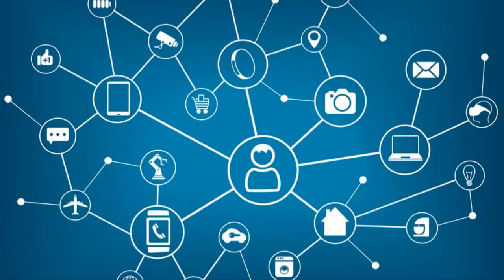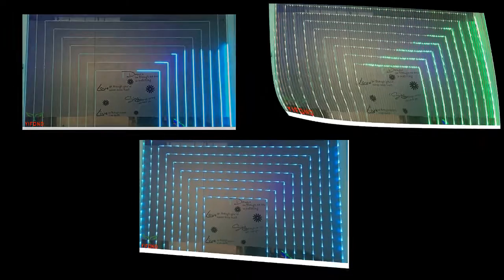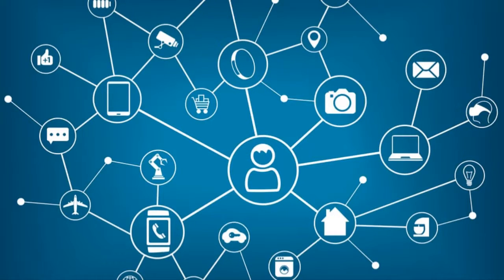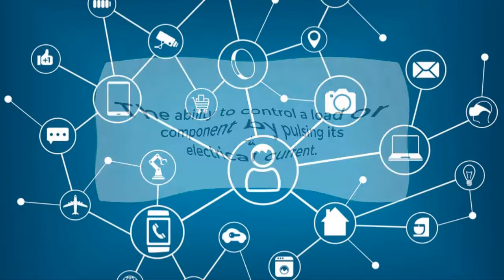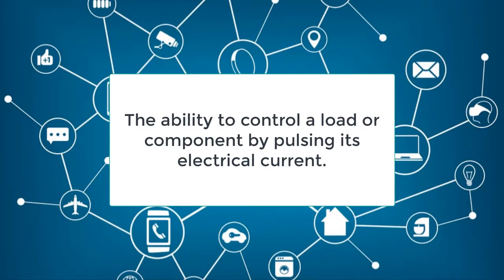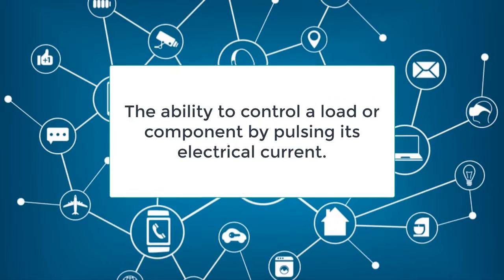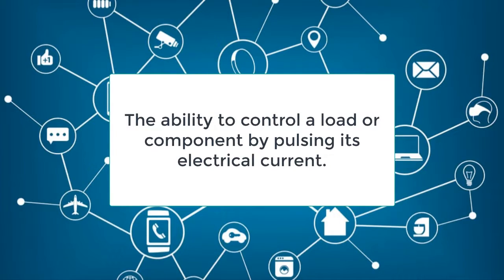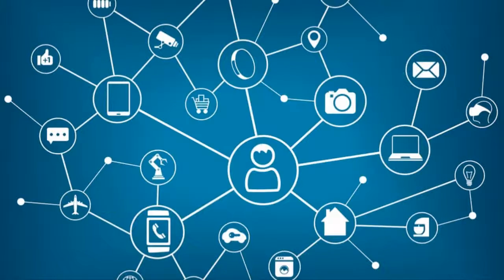This method is mostly used in fantastic light shows of LEDs, and I'll talk to you more about the uses of PWM, or pulse width modulation, later. So what is PWM? PWM is the ability to control a load or component by pulsing its electrical current. This is simply controlling the power going to an electronic device by quickly turning the power on and off.